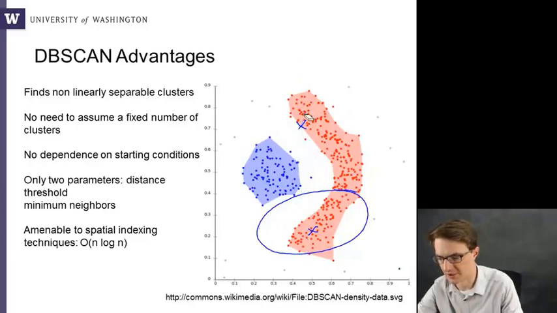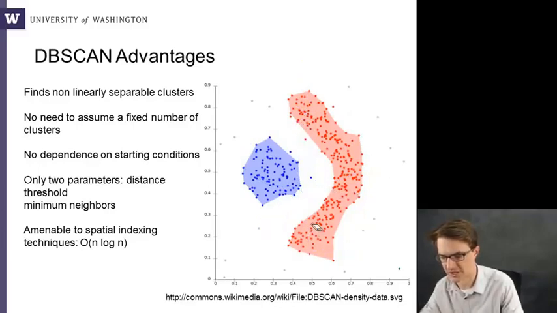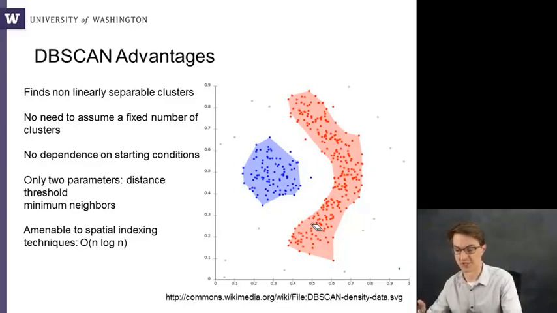There is no dependence on a fixed number of starting clusters like k-means had. There's no dependence on starting conditions. You compute this from any of the vertices in the graph and start making hops.